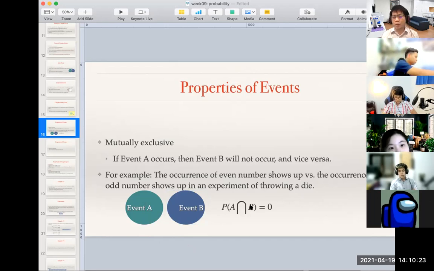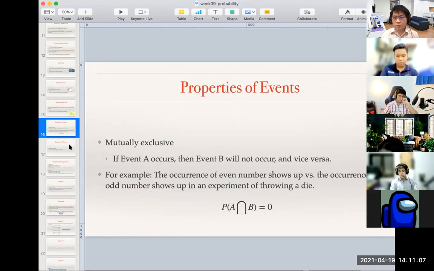In mathematical notation, in some textbooks and references, you will see these notations. P usually denotes the probability. P of A intersect B usually equals 0, or the empty set. So A intersect B, you don't have anything. This is the mutually exclusive characteristic of an event.